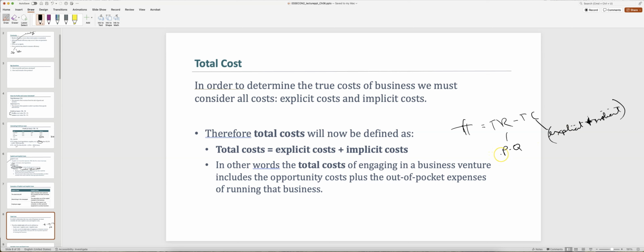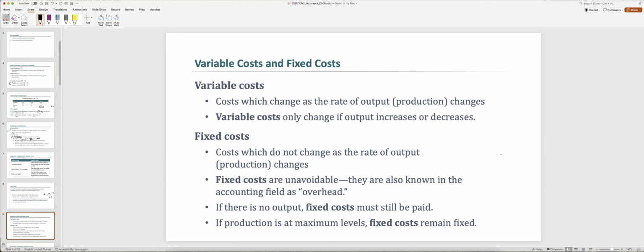But that's not the only way you can calculate costs. In fact, most of the time when economists are thinking about costs, we're thinking about it in terms of variable costs and fixed costs. What makes something fixed versus variable is whether it changes with the quantity of production. And if it does, then that would be the point where we would think it's a variable cost.